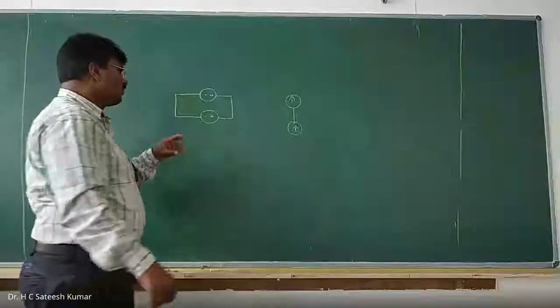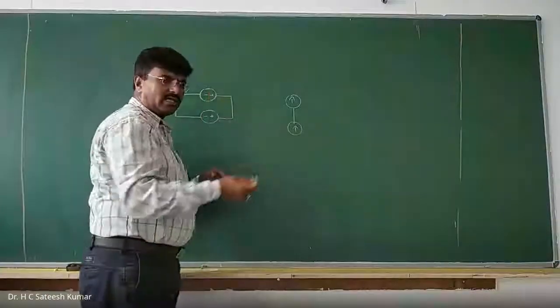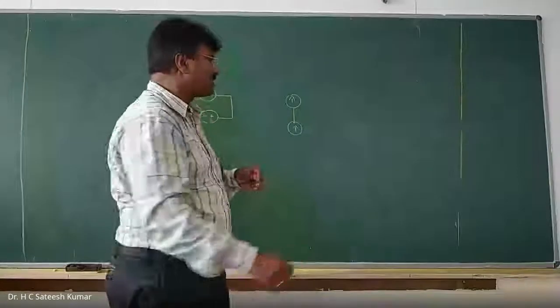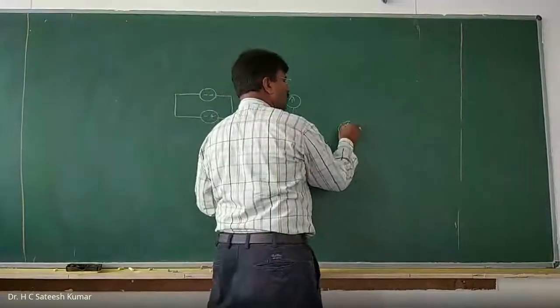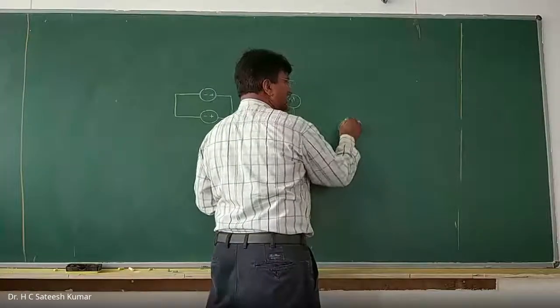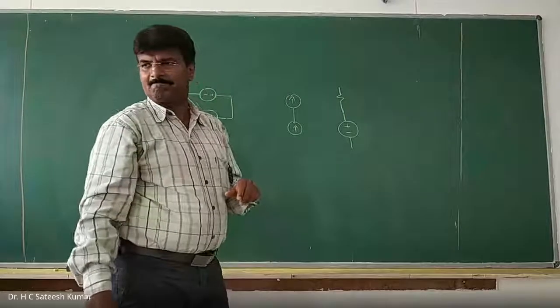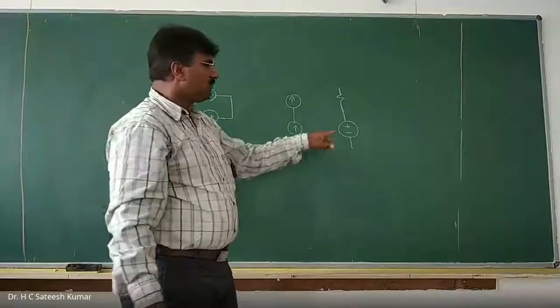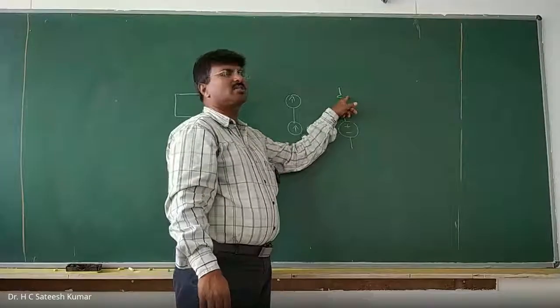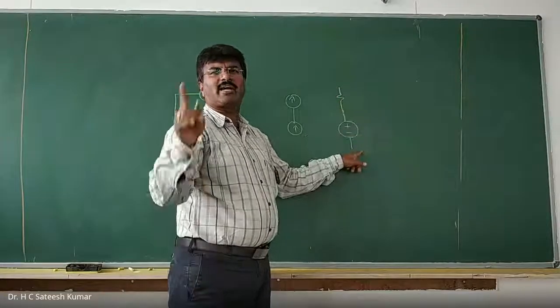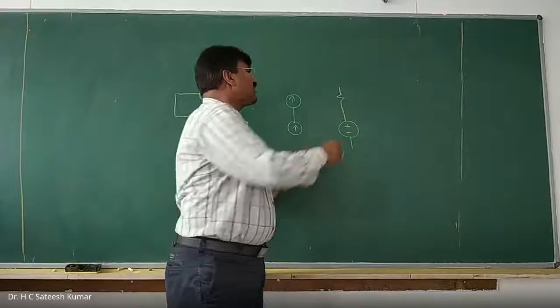If you want to convert a voltage source into a current source, there should be a resistance there. For example, whenever there is a voltage source, plus, minus, in series with that we should have one resistance, then only can we convert it. So any voltage source in series with a resistance can be replaced by a current source in parallel with the resistance. If the resistance is not there, what to do?